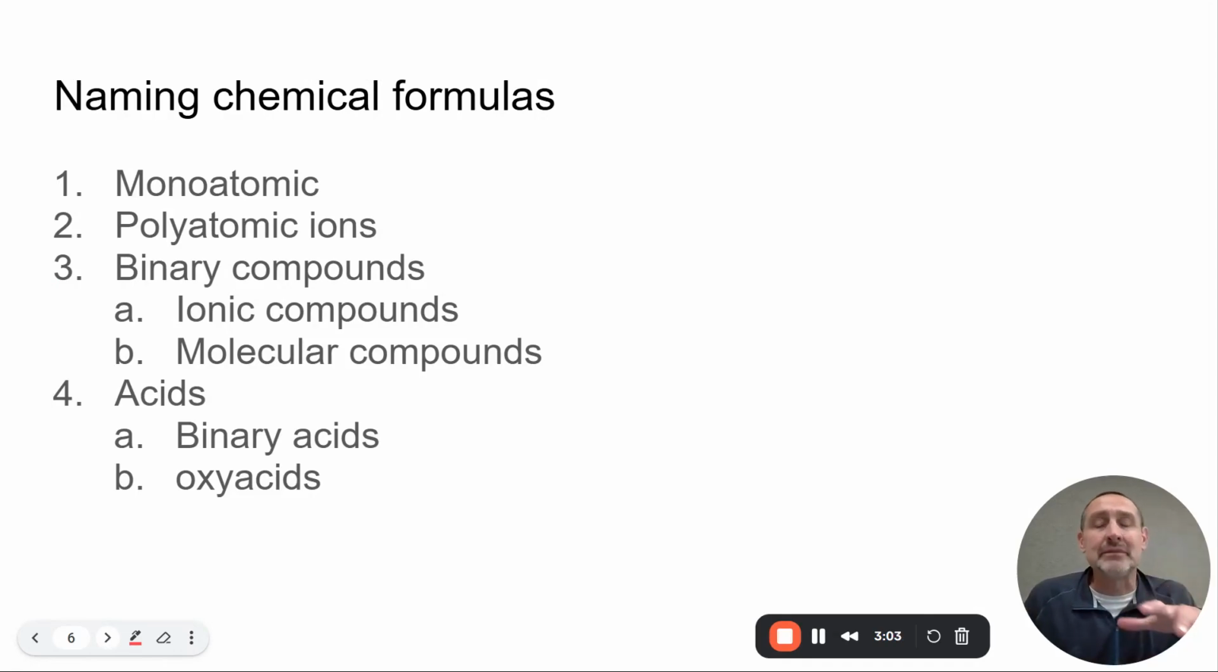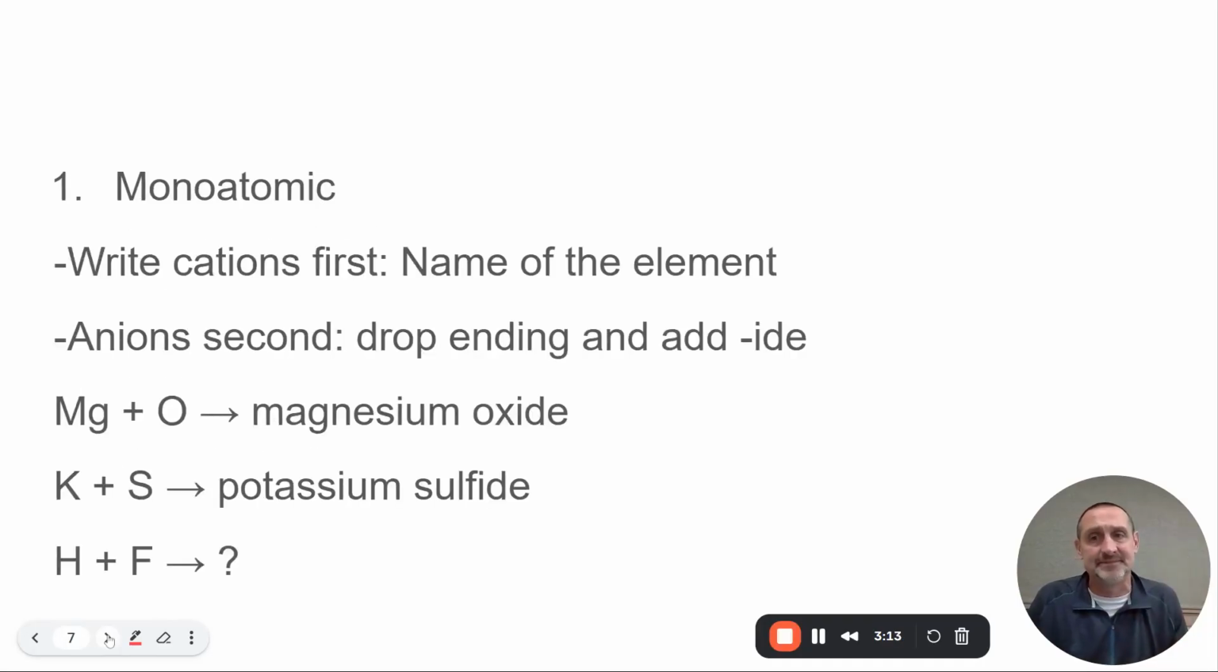When we're naming some of these chemical formulas, we've got monoatomic names and polyatomic names and binary compounds and acids. So keep those in mind. We'll work through these 4 things.